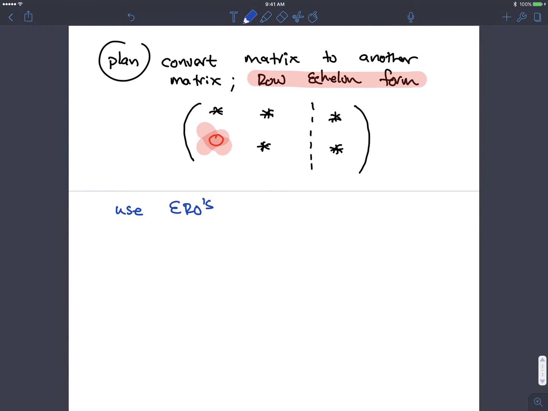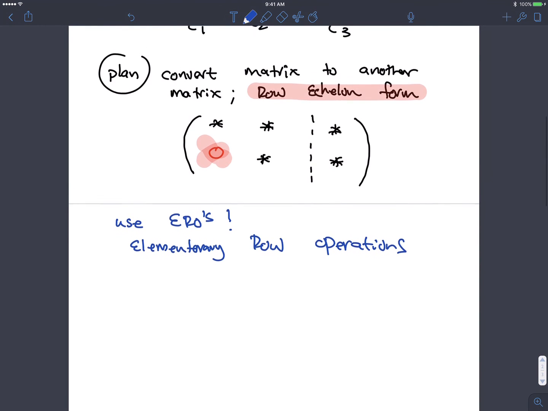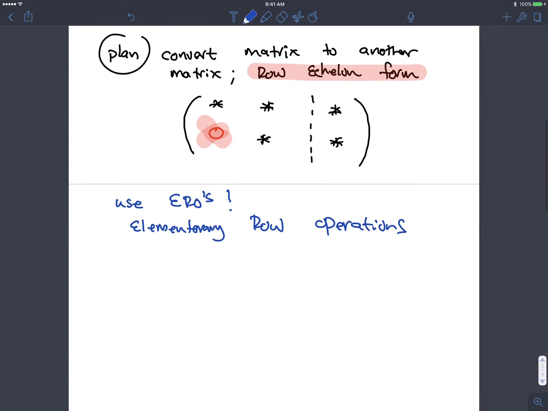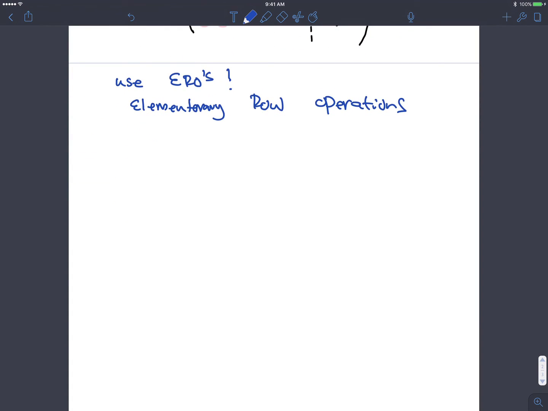EROs. EROs, they're known as elementary row operations. Elementary row operations, they're called EROs. Now we have three elementary row operations.